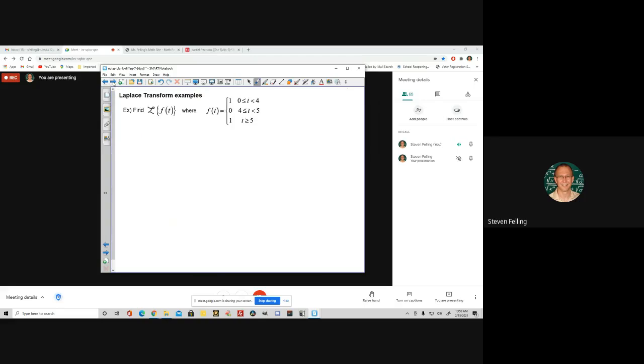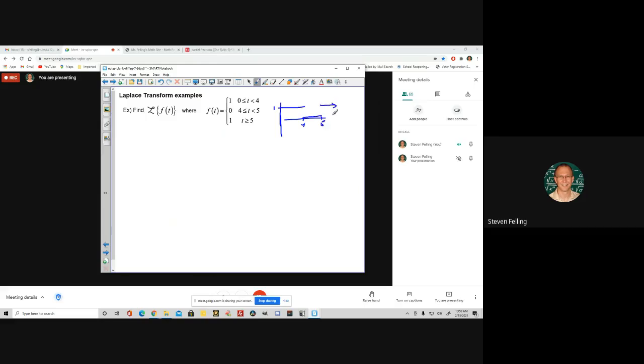Let's take the Laplace transform of a function that's defined piecewise. So first I'm going to take this function and graph it and then express it using step functions. So it's 1 from 0 to 4, and then it switches to 0 between 4 and 5, and then it goes back up to 1 at 5 and stays on there forever.